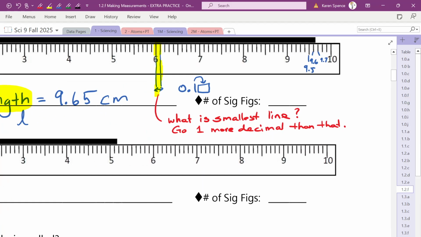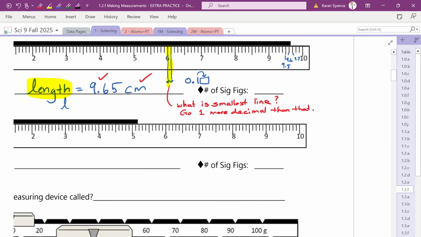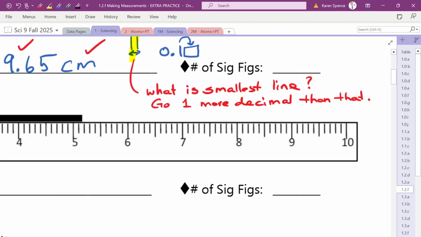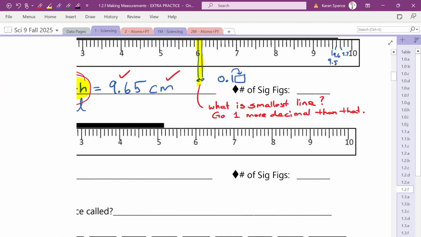But you are guaranteed 2 marks if you got 9.6. And even if you didn't have the 5, you'd get a mark for reading it correctly and not putting 4.7, because 4.7 would obviously be wrong. And then you get 1 mark for saying centimeters. So you definitely get 2 marks out of that if you can remember your units as well. And then don't forget what you're measuring. And this is the hardest one usually. What is the smallest line? Go 1 more decimal place.